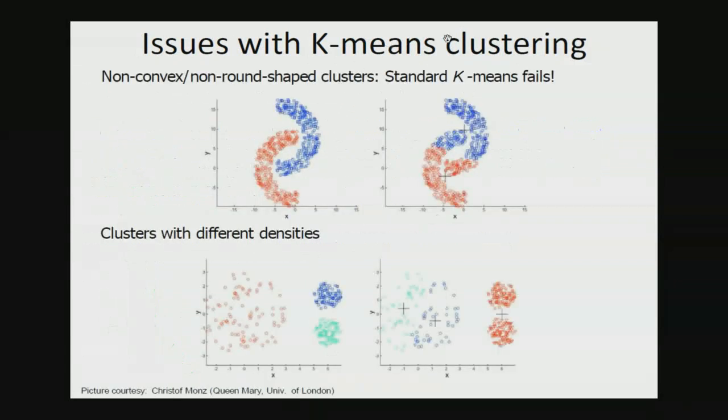K-means clustering usually works well, but for some situations it doesn't. If your data looks like this, with non-convex, non-round shaped clusters, k-means clustering will not be able to do well. If the two groups look like this, after k-means clustering it might look like this. Also, if your data have different densities, the k-means clustering algorithm will get confused. And if this is true, after k-means clustering it will look like this.